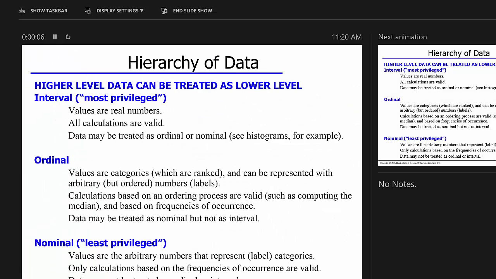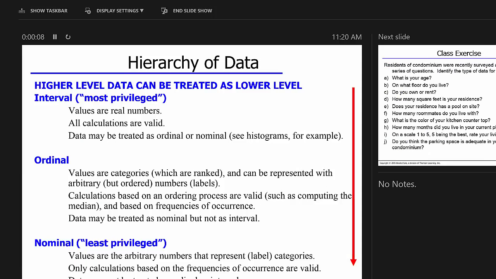Okay, so the hierarchy of the data. Arrow pointing down. Interval is the most privileged data type, right? We can pretty much do anything that we want with this data type, right? Nominal data, least privileged. The only thing that you can do is count how many responses you have in each category and calculate the percentages of these responses, right? Ordinal data, now kind of in the middle, but it's actually closer to the nominal data, right?